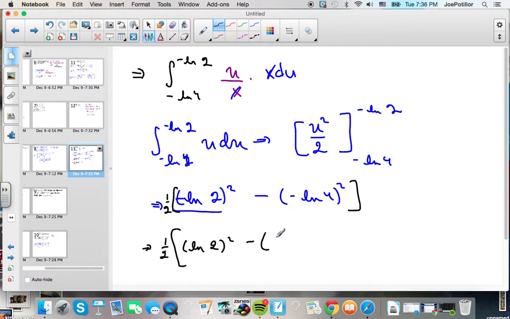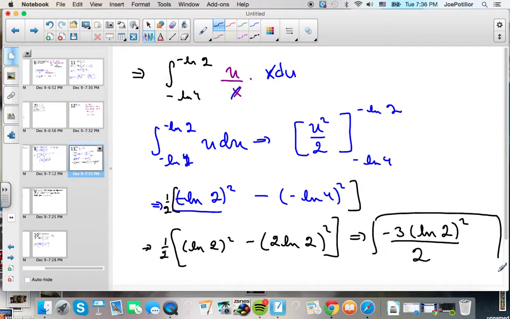So this becomes 2 ln of 2 squared, which of course can be distributed as 4. Or you can just rewrite it as negative ln of 2 squared over 2, and you can just leave it like that.